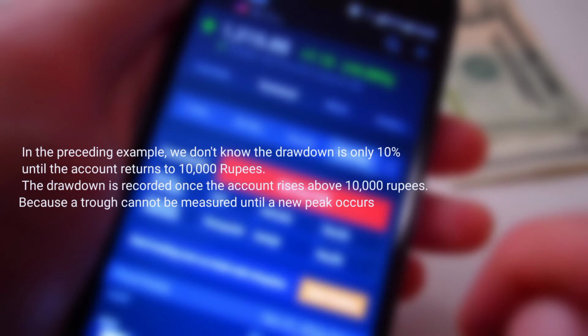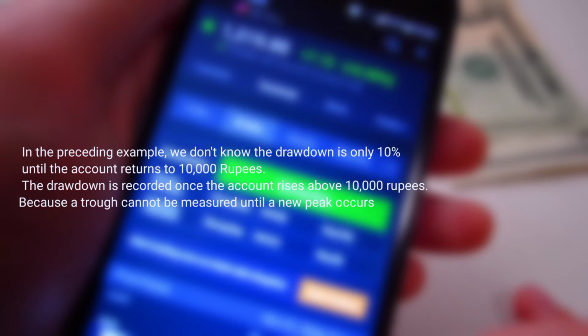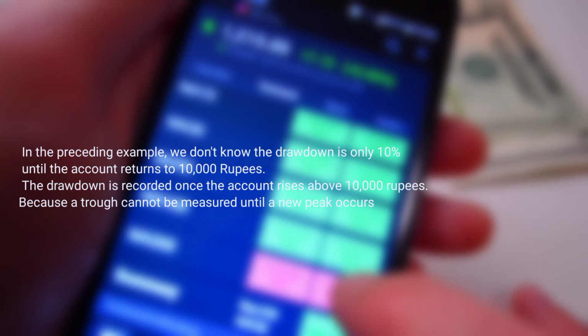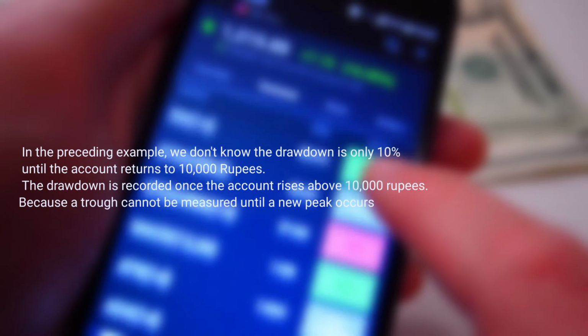In the preceding example, we don't know the drawdown is only 10% until the account returns to 10,000 rupees. The drawdown is recorded once the account rises above 10,000.